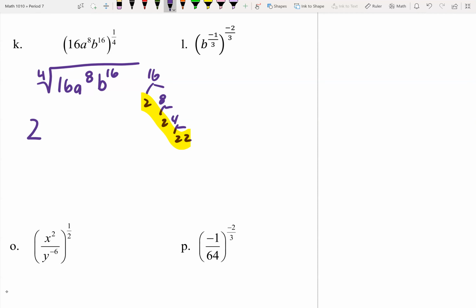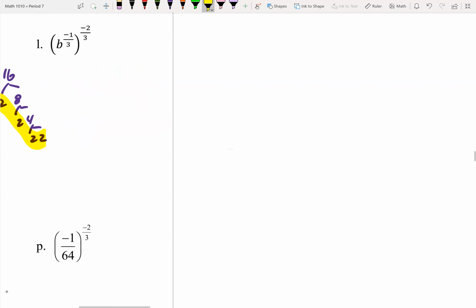Okay, either way. Look at the A's. So I don't have anything inside right now. Look at the A's. 4 goes into 8 twice. Look at the B's. 4 goes into 16 4 times. There's nothing left inside, so I don't have to write the root anymore. That's my answer. Yes. So you divide the exponents by the root. Yep. Okay, question L.